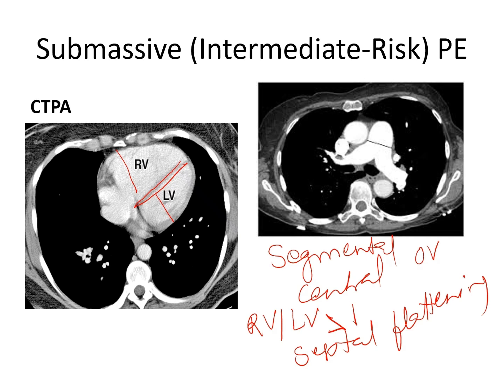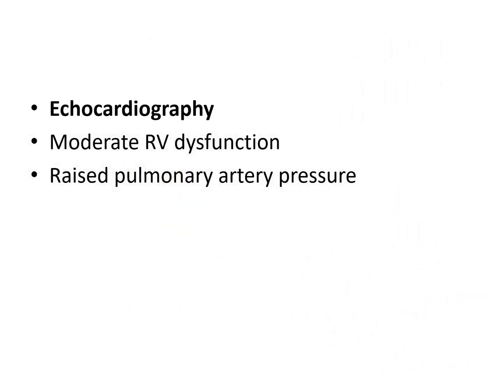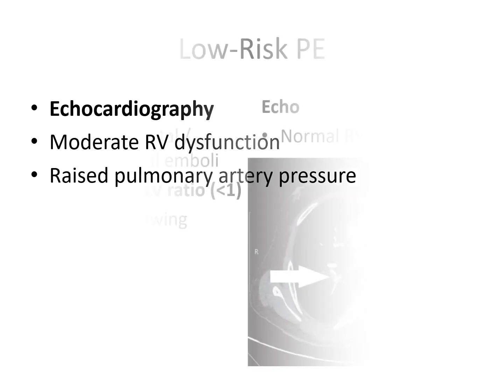And pulmonary artery enlargement in CT can be appreciated. So this is the pulmonary artery and this is the aorta. So the aorta to pulmonary artery ratio should be less than 1, but in this case more than 1. So this identifies the patient at risk of deterioration. In echocardiography, there is moderate right ventricular dysfunction and raised pulmonary artery pressure seen in submassive pulmonary embolism.